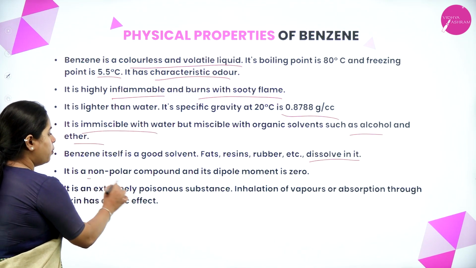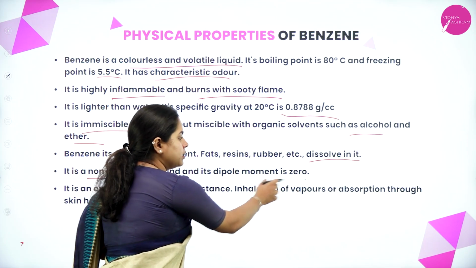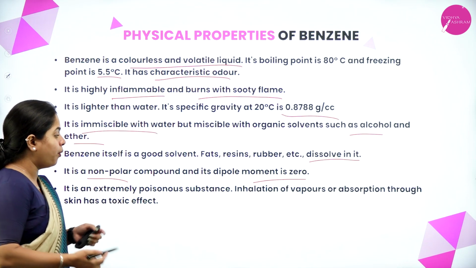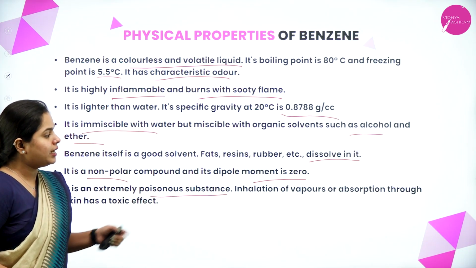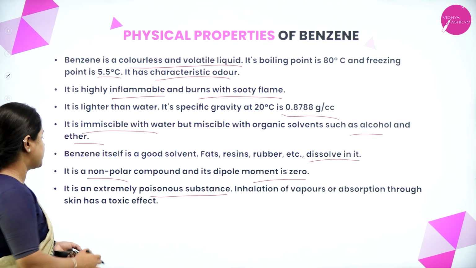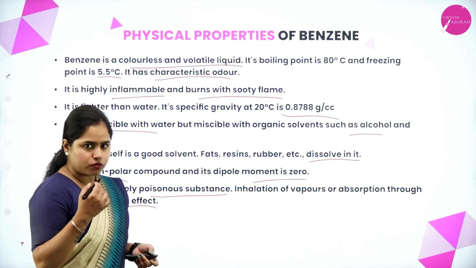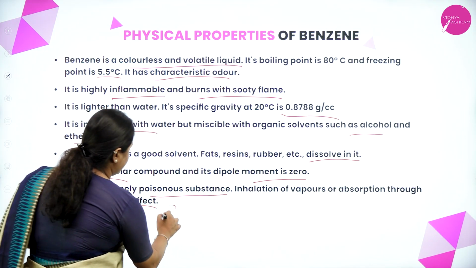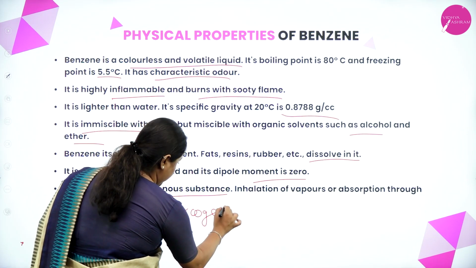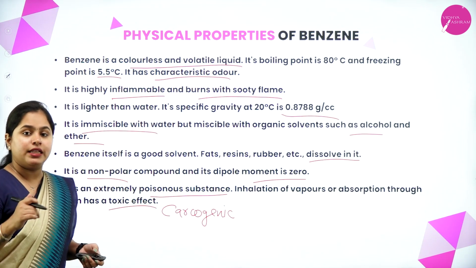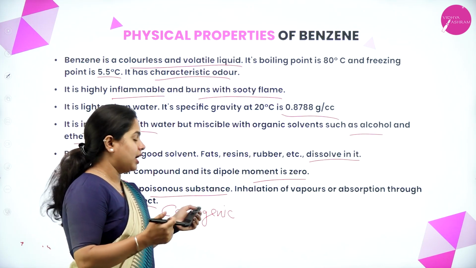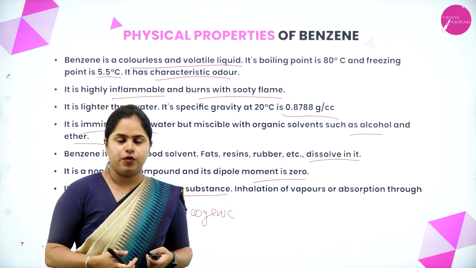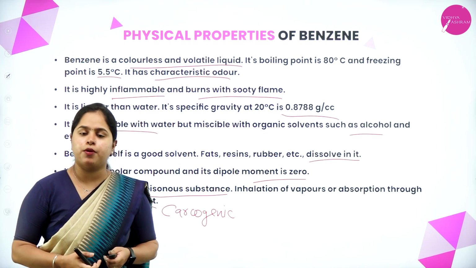Now it is a non-polar compound and its dipole moment is 0. Benzene is a non-polar compound and it is an extremely poisonous substance. Inhalation of vapors or absorption through skin has a toxic effect. Benzene is actually carcinogenic, which we will be discussing in the last part of this chapter in the upcoming sessions. It has toxic effects. It causes cancer. So these are all the physical properties of benzene.